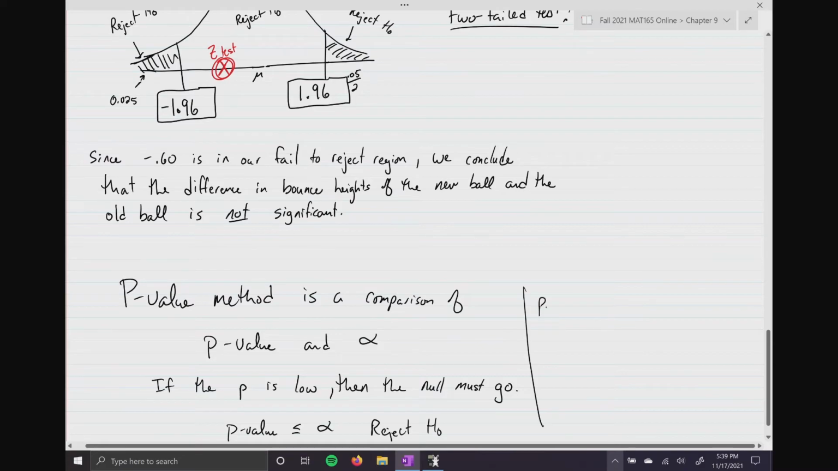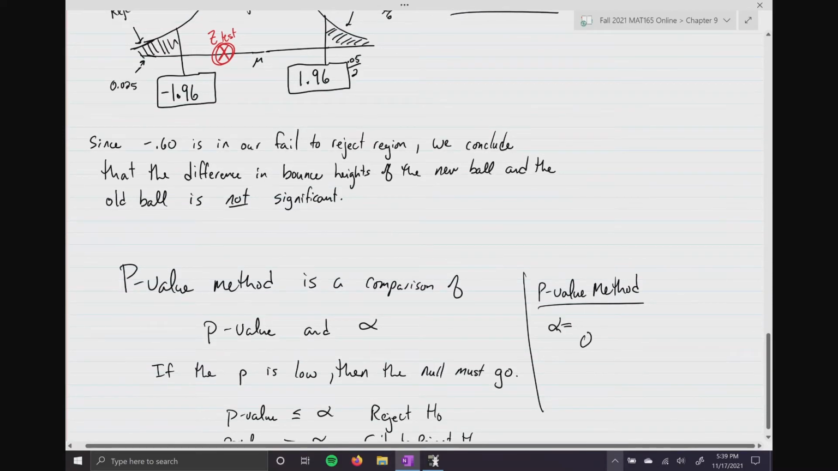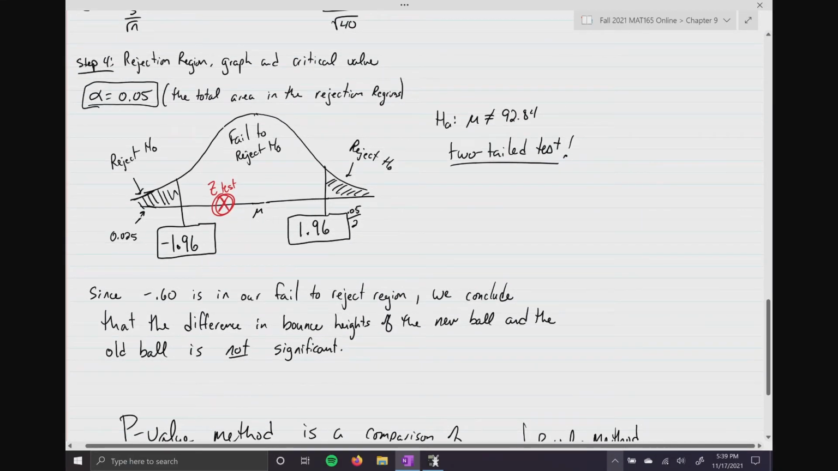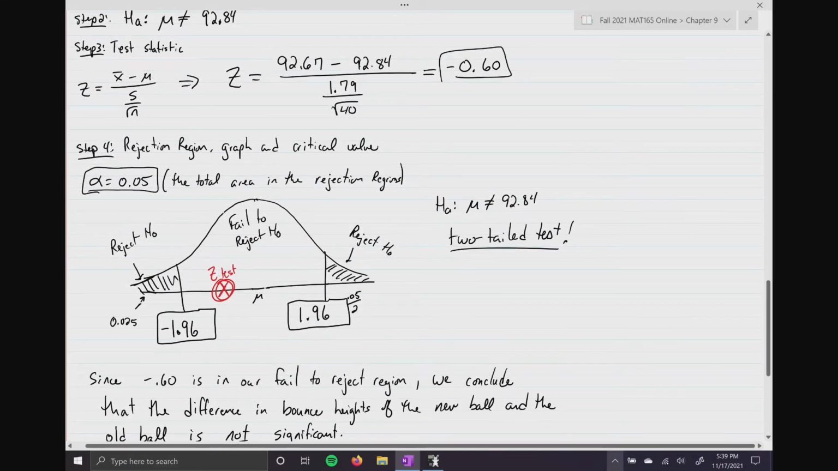So for the p-value method, all right, remember our level of significance, alpha, in this case equaled 0.05. That's the total area. That's what we're concerned with, okay? So I'm going to write 0.05. And we know that our test statistic turned out to be negative 0.60. Now, this is just a really nice number. We got really lucky with this, okay?